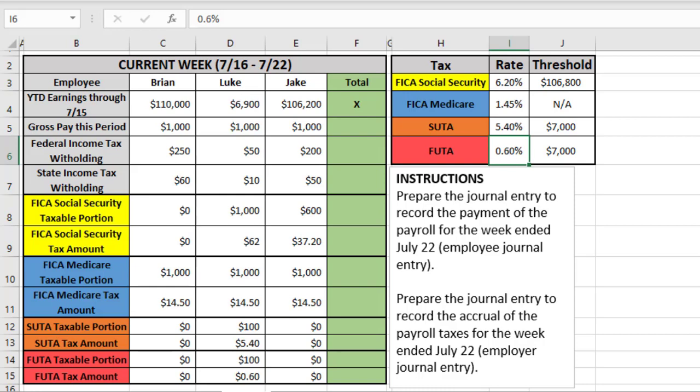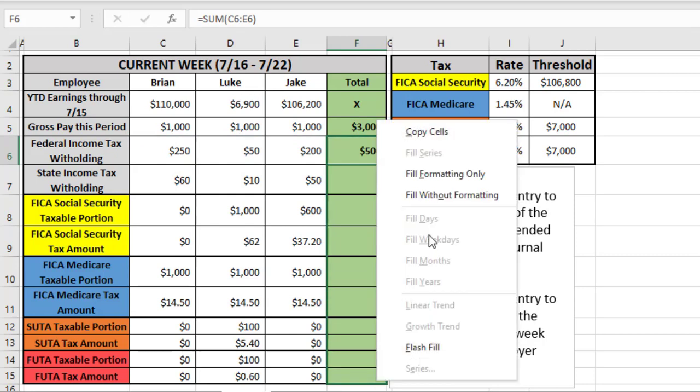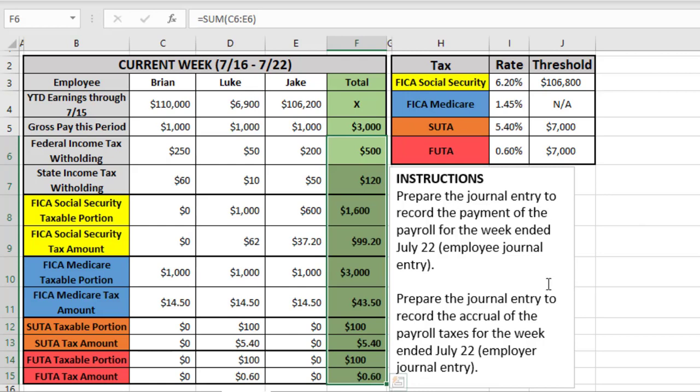Now the next thing you're going to want to do is to total up all of the different rows. So for example, for the gross pay this period, you can take 1,000 plus 1,000 plus 1,000 to get a total gross pay of $3,000. Or for the federal income tax withholding, take 250 plus 50 plus 200 to get $500. And you can do that same process for the other rows to get all these different numbers.